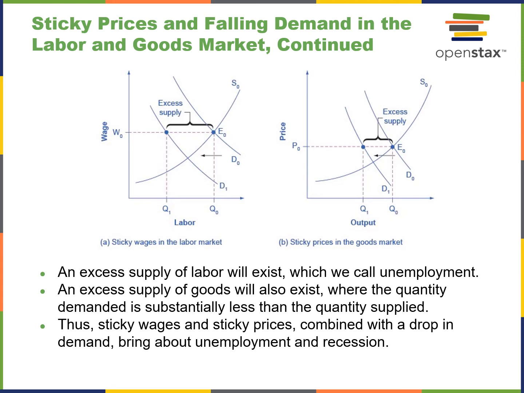The fall in demand in the labor market and goods market continued. An excess labor supply will exist. We'll call that unemployment. And an excess supply of goods will also exist. So that's where quantity demanded is substantially less than what's being supplied. Thus, sticky wages and prices combined with a drop in demand bring about unemployment and recession. So he's talking about a causation.